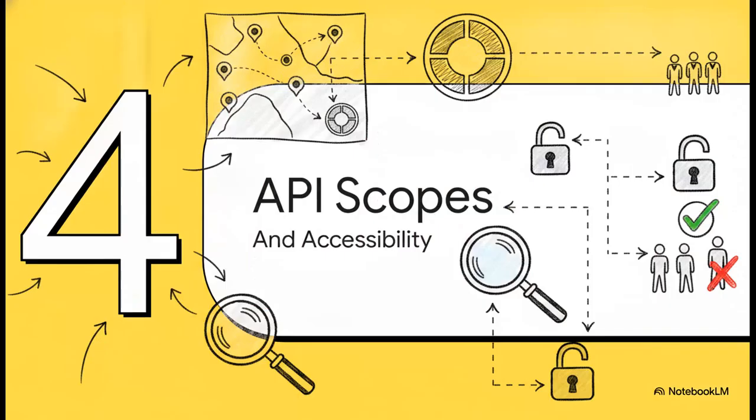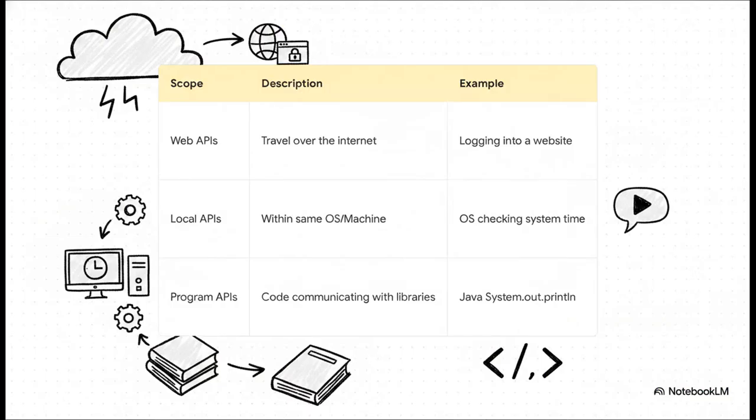That brings us to section 4. We need to map out where these APIs actually live and who exactly is allowed to use them. API scopes and accessibility. Geographically speaking, APIs operate in completely different spheres. Web APIs travel across the internet. These are the REST and SOAP services we just talked about, used for things like, say, logging into a website. But there are also local APIs, which communicate entirely within your device's operating system without ever touching the web at all, like your OS checking the system time. And zooming in even further, we have program APIs, which is basically code communicating internally with software libraries. For example, a Java program using a built-in print command.